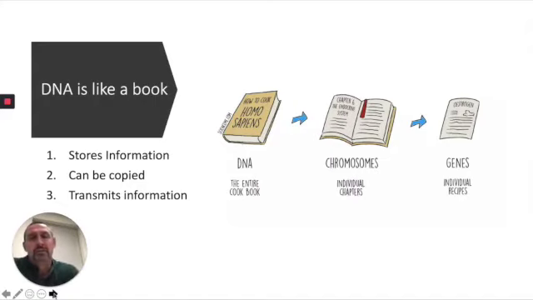So for humans, we have 46 chromosomes, 23 pairs. That's our genetic code. So that's like our entire book. All right, our genome, the whole thing. But the individual chromosomes are kind of like chapters. So we would have 46 chapters of 23 pairs. And then genes code for individual traits. And those would be like individual recipes in our little cookbook example.